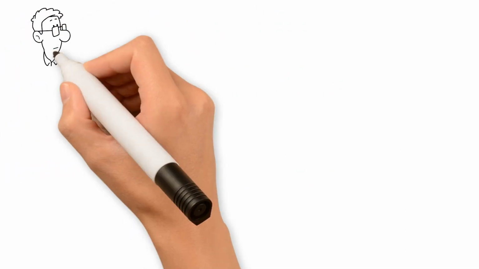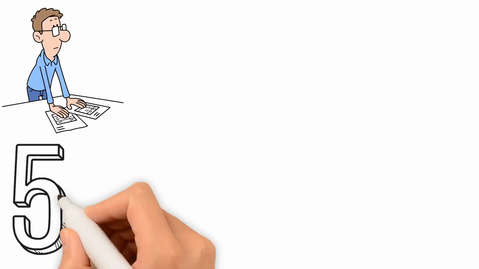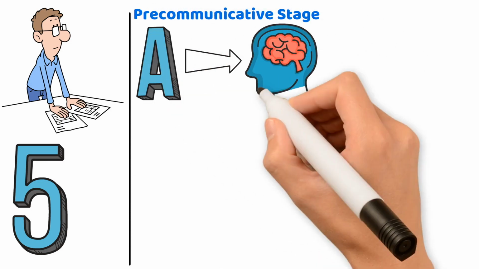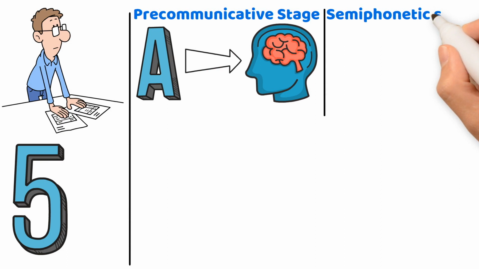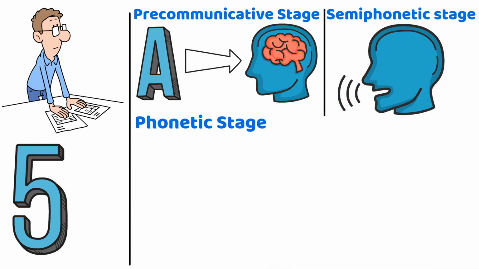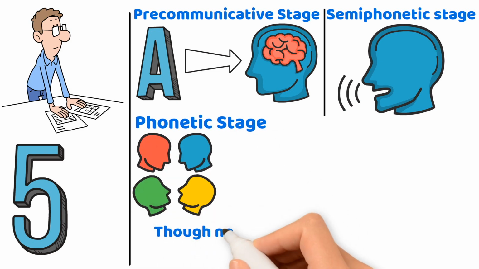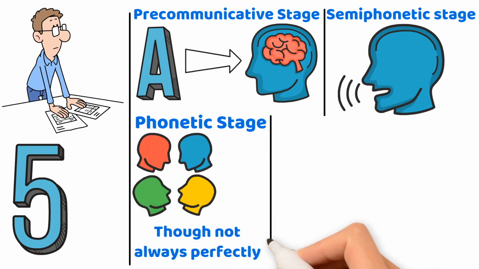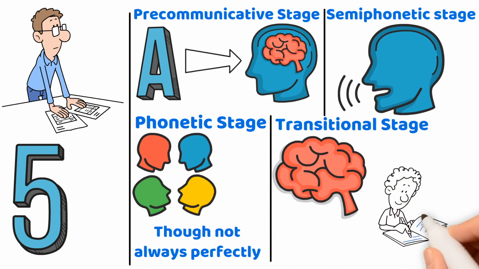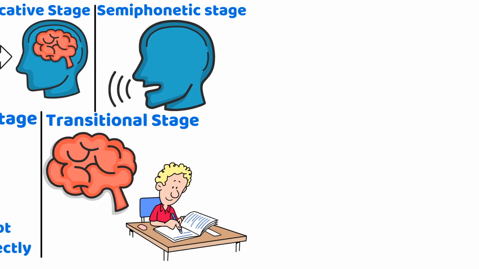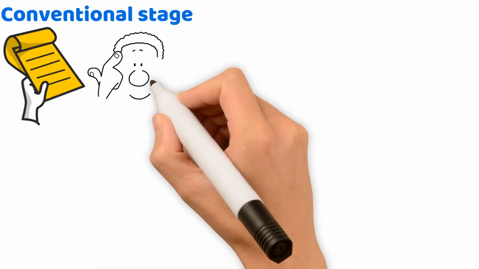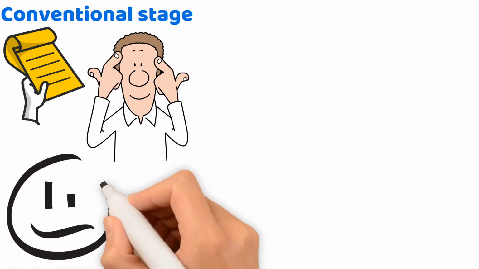Next, your exam competencies share that we need to know the five stages of spelling, from the pre-communicative stage, where symbols are just beginning to make sense, to the semi-phonetic stage, where initial sound connections are made. Then we move to the phonetic stage, where spelling becomes a sound-matching game, though not always perfectly. Then we have the transitional stage, which reveals a deeper understanding, with students wrestling with complex sounds and patterns. Finally, the conventional stage, where spelling rules are well understood and applied, though tricky words still pose challenges.